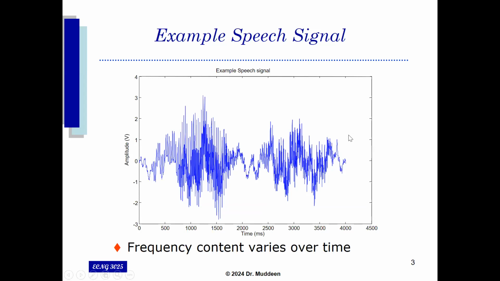An example that I put here is just a speech signal. If you look at the content of the speech signal, let's say for the first 500 milliseconds, and you do an FFT here, and then you look at, let's say, this 500 milliseconds between 1,000 and 1,500, you're going to see that the frequency content in this area is substantially different than here, right? So how do we analyze that?